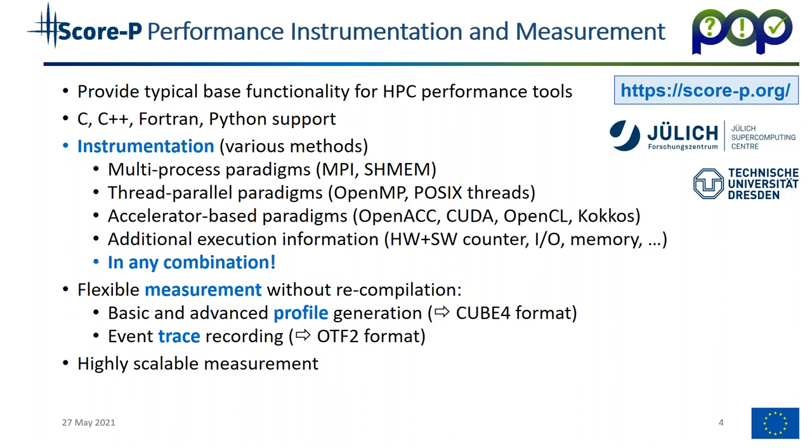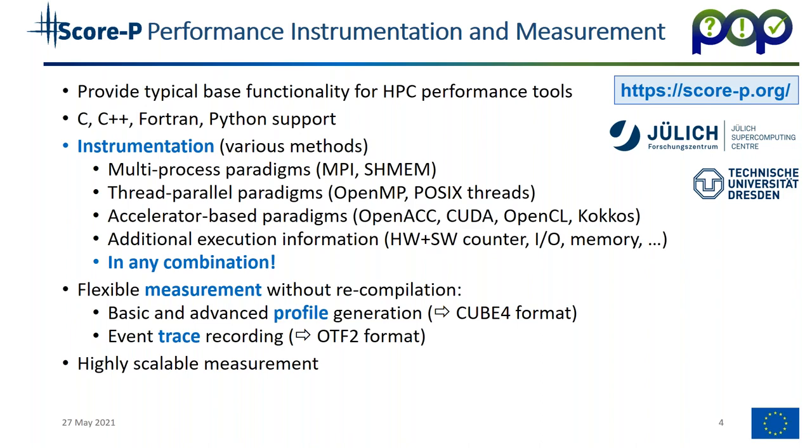You use various methods to instrument the code. We can instrument multi-process paradigms like MPI and SHMEM. We can handle thread parallel paradigms like OpenMP and POSIX threads, and a few accelerator-based paradigms: OpenACC, CUDA, OpenCL, and Kokkos. And then, of course, we record additional information like hardware and software counters, I/O behavior, memory behavior, and so on. You can combine that in any way. And as I explained already, you can either generate a profile in the Cube format or a trace in the OTF2 format. One important aspect of Score-P is that it's highly scalable. You can measure hundreds, if not thousands or tens of thousands of ranks and threads with the tool.